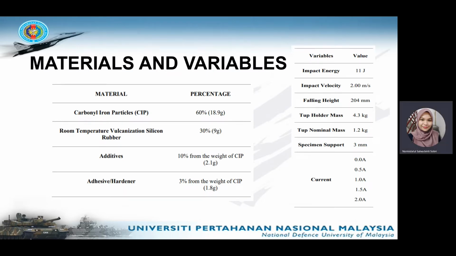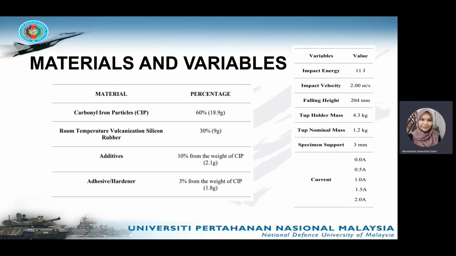So these are the materials and the variables. For the ferrous particle, I use carbonyl iron particles or CIP at 60%, and the rubber that I use is room temperature vulcanization silicone rubber or RTV silicone rubber, which is 30%. The four types of additives that I mentioned earlier are 10% of the weight of the CIP, and the adhesive or hardener is 3% of the weight of the CIP.